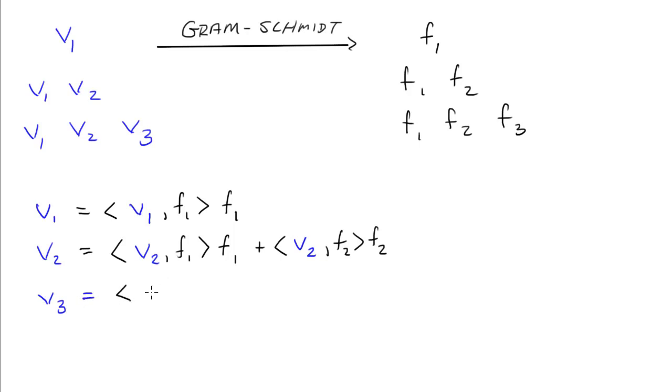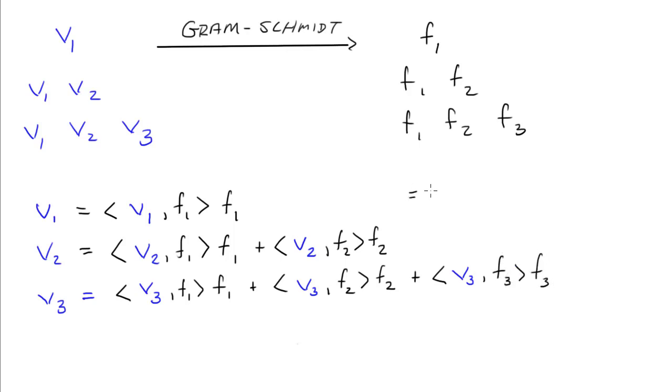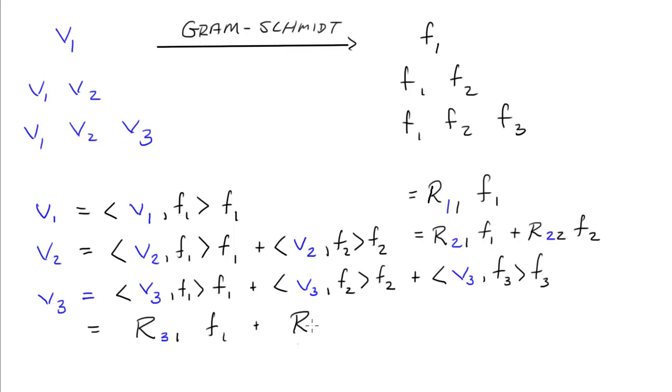Recall geometrically, this is then the projection of V3 against F1, the projection of V3 against F2, and the projection of V3 against F3. These inner products are scalars. Let me just give them a name. Instead of having to write the inner product, let me just call it capital R. And I'll just keep track of what I'm doing by the indices, just to get the notation ready. And yes, this is foreshadowing the structure of the R matrix, with the indices transposed for the matrix.